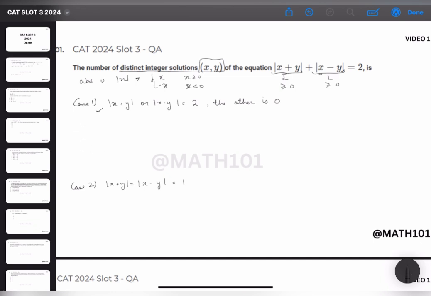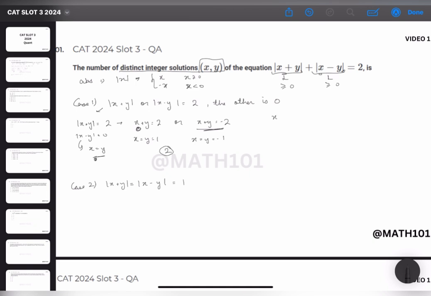If mod x plus y equals 2 and mod x minus y equals 0, this implies that x equals y, and this means x plus y equals 2 or x plus y equals minus 2. So using this and this, we get x equals y equals 1, and using this and this, we get x equals y equals minus 1. So we have two solutions from here.